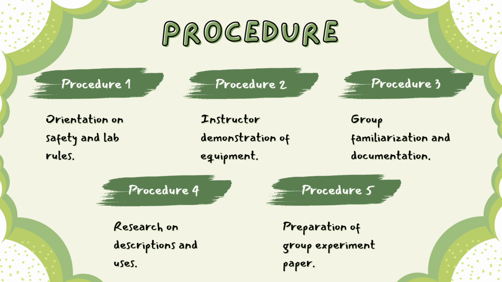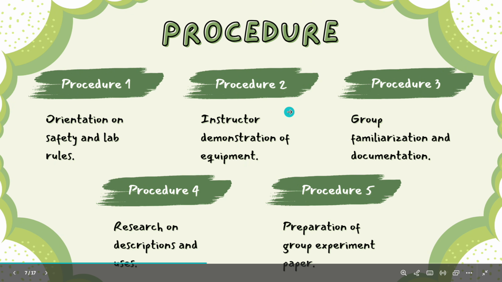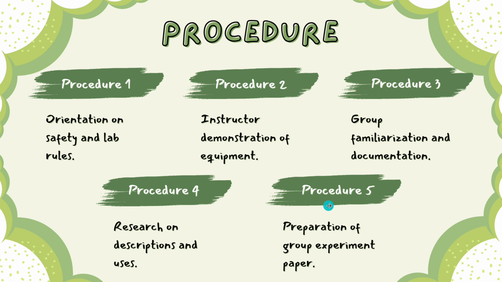The procedure was carried out in five parts. Procedure 1, orientation on safety and lab rules. Procedure 2, instructor demonstration of equipment. Procedure 3, group familiarization and documentation. Procedure 4, research and description and uses. And then procedure 5, preparation of group experiment paper. So, this systematic approach ensured that everyone in the group participated actively and learned the proper use of each device.